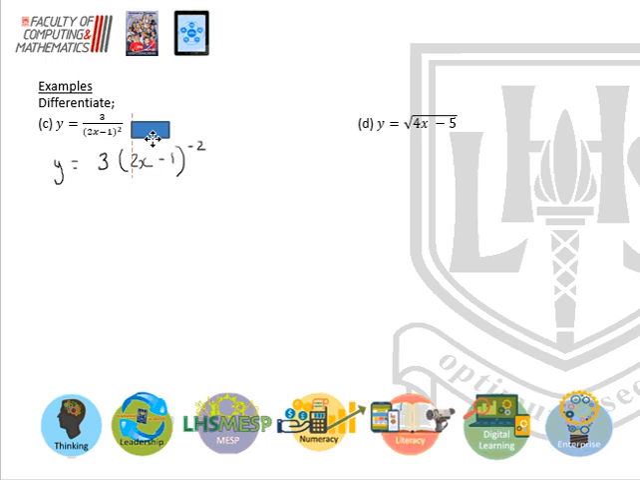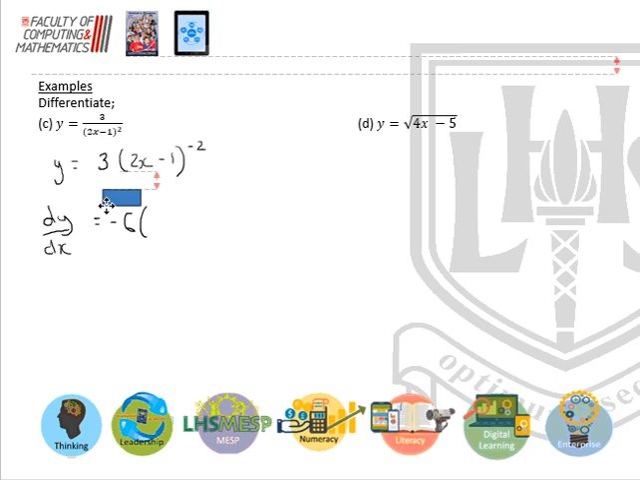Cover up what's inside the bracket, ignore what's there. This time we're going to do minus 2 coming down. So dy by dx is minus 2 times 3, which is minus 6, times the bracket, which stays exactly the same. Bracket stays exactly the same, 2x minus 1, this time to the power negative 3.